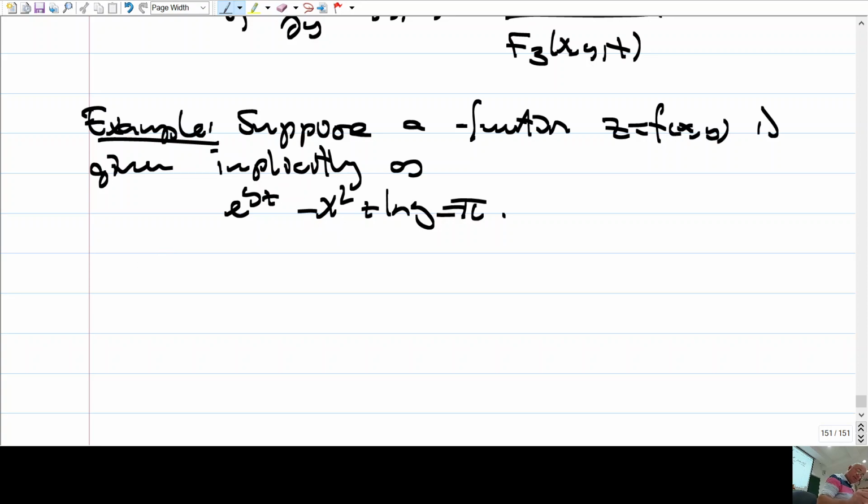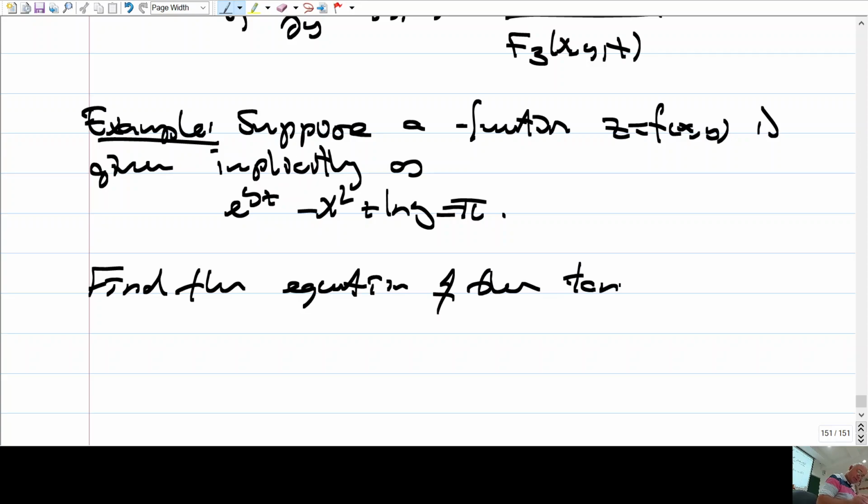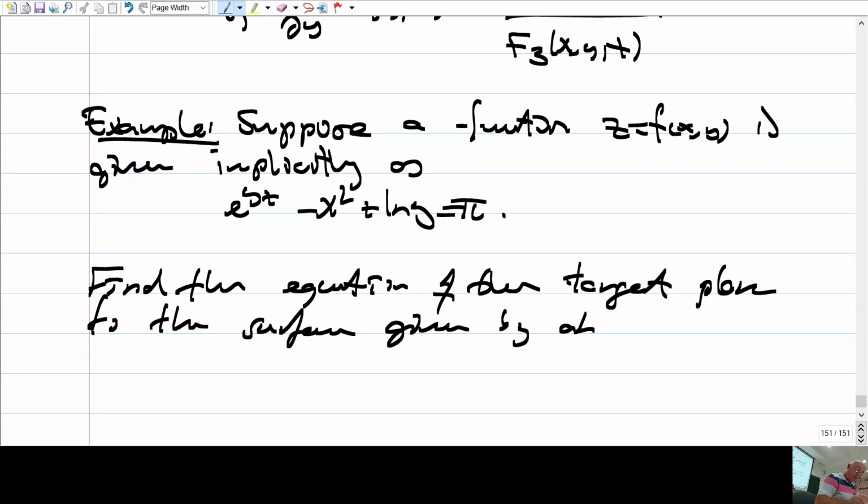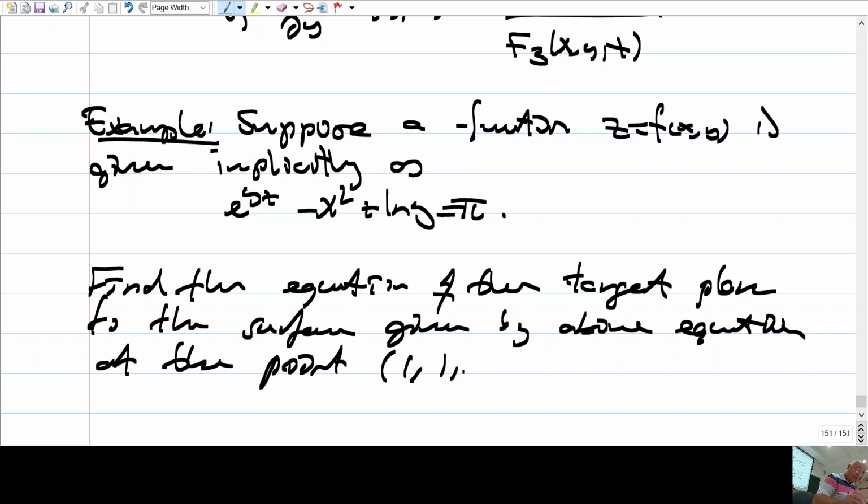Now on this, if we put 1, we get e to the power z ln pi. Okay. Find the equation of the tangent plane to the surface given by the above equation at the point 1, 1, ln pi.